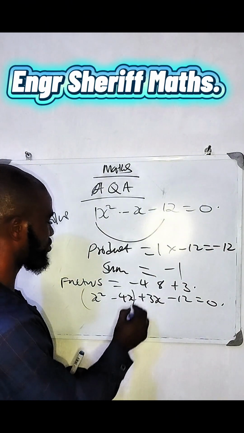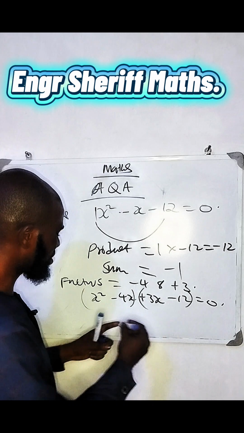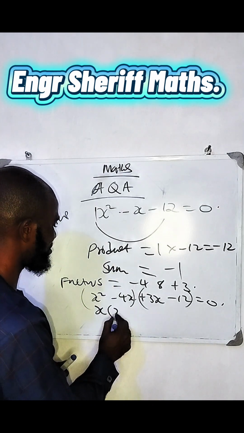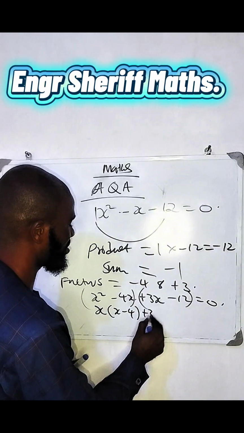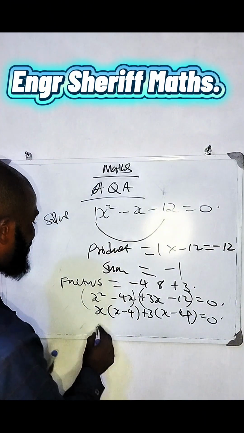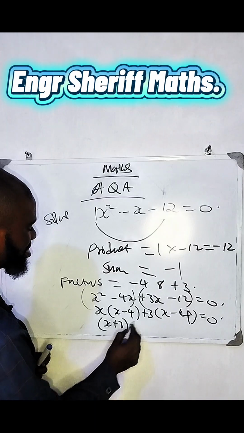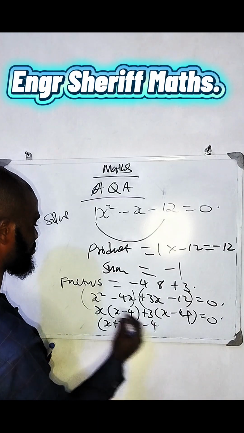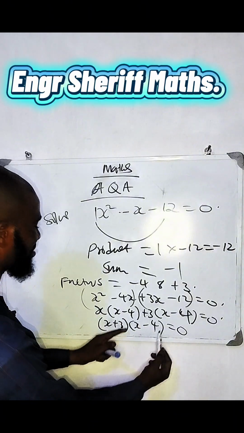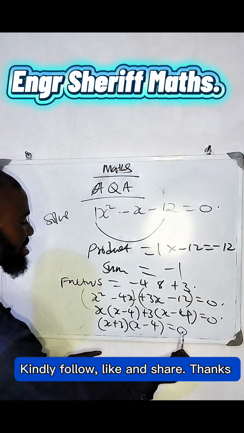You now group them. You group this and you group this. So what's common here is x. So you have x into x minus 4 plus 3 into x minus 4 is equal to 0. So from this you have x plus 3 into x minus 4. x plus 3 into x minus 4 is equal to 0, when you factorize it, don't forget, you are factoring x minus 4 outside, and then you have x plus 3 left. It's equal to 0.